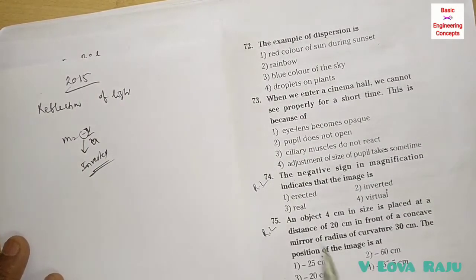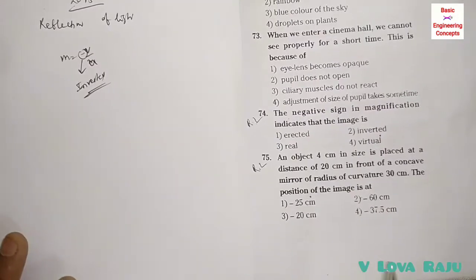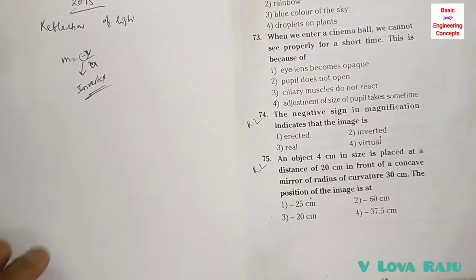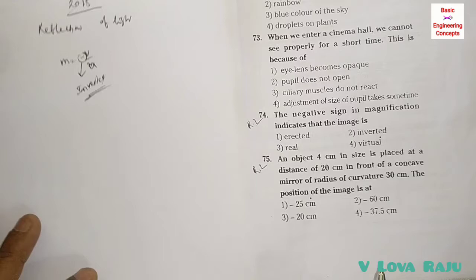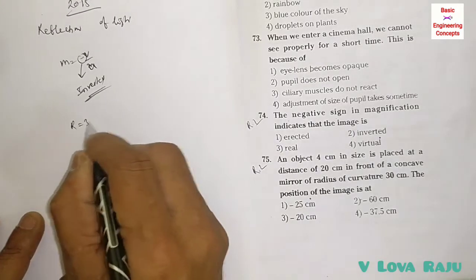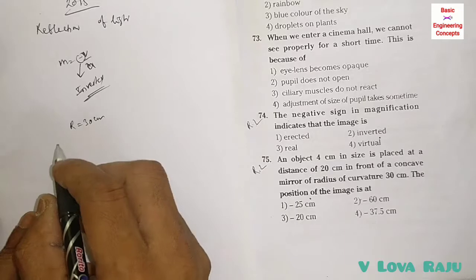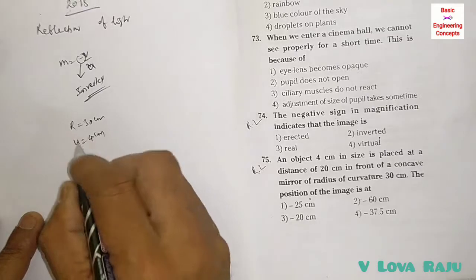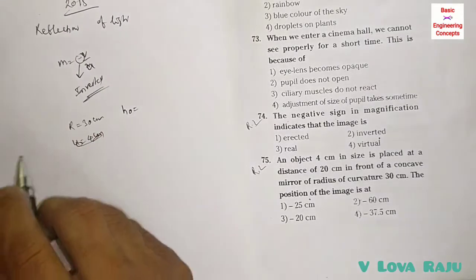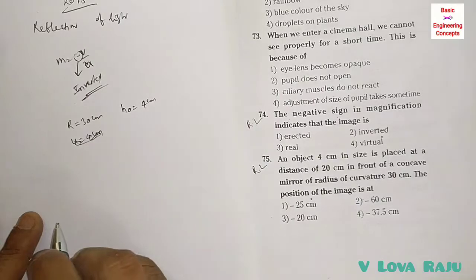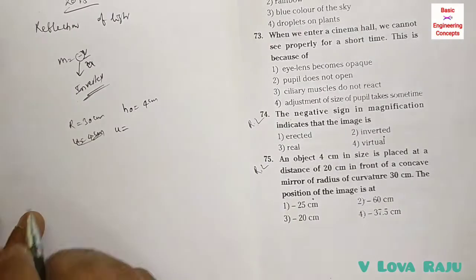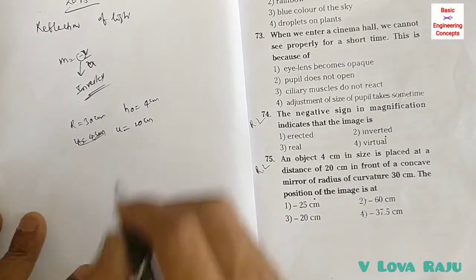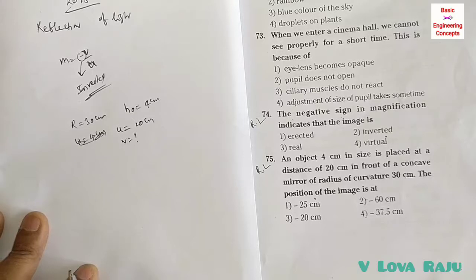An object of 4 centimeters in size is placed at a distance of 20 centimeters in front of a concave mirror of radius of curvature 30 centimeters. The position of the image is to be found. Here the radius of curvature R is 30 centimeters, the height of the object HO is 4 centimeters, and the object distance u is 20 centimeters in front of the concave mirror. The position of the image and the image distance will be calculated here.